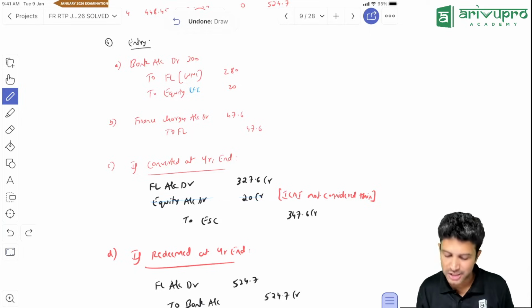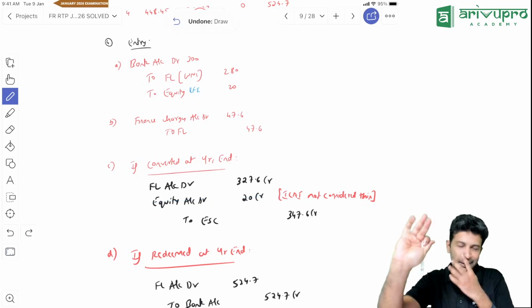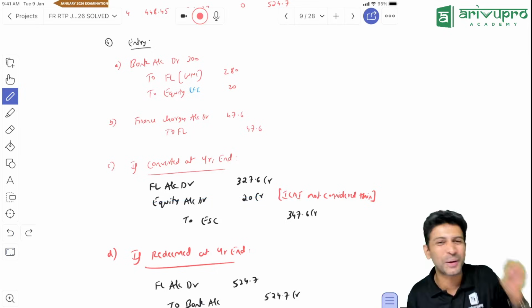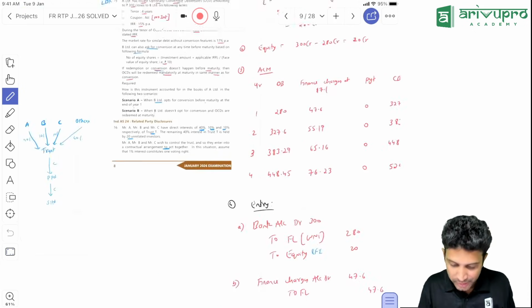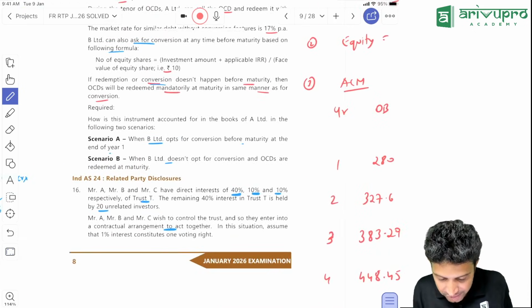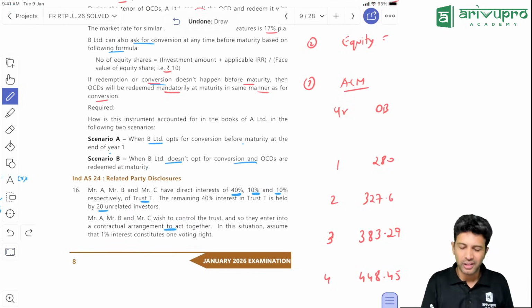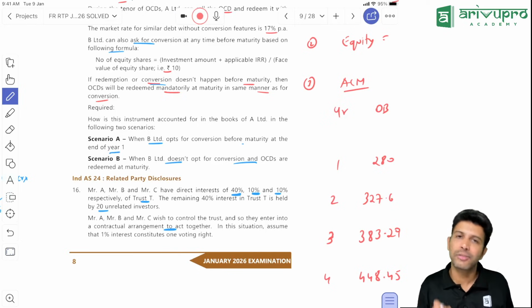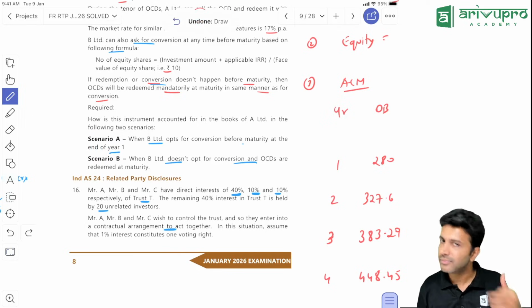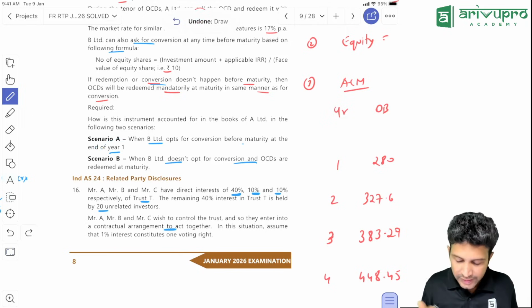This they have totally missed out. In my view, it should be considered, but anyway, the rest I'll leave to your judgment, what you want to do. That is the first case. Now they are saying when B Limited does not opt for conversion and the OCDs are redeemed at maturity. Sir, the first is a case where in the first year it got converted. For that, we have already passed the entry.